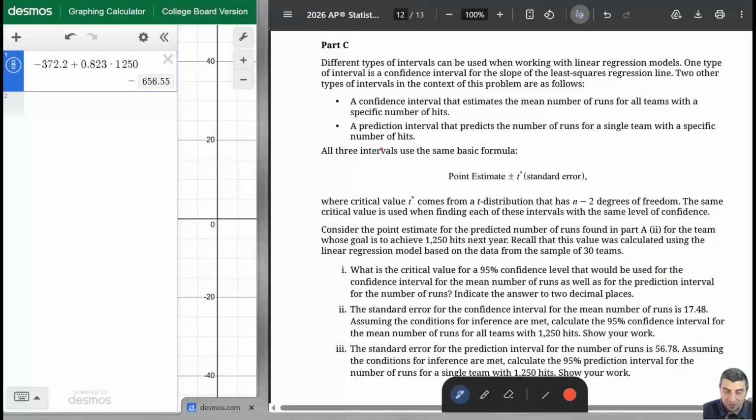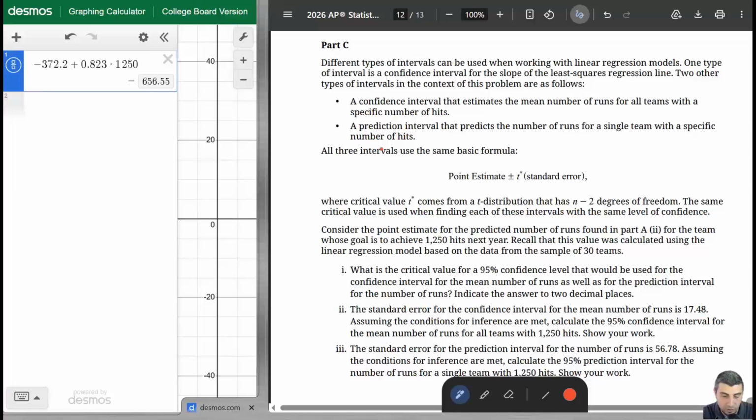Part C, quite a doozy. Different types of intervals can be used when working with linear regression models. One type of interval is a confidence interval for the slope of the least squares regression line. Two other types of intervals in the context of this problem are as follows. A confidence interval that estimates the mean number of runs for all teams with a specific number of hits. A prediction interval that predicts the number of runs for a single team with a specific number of hits.